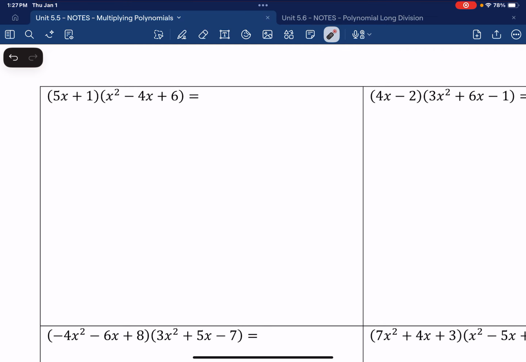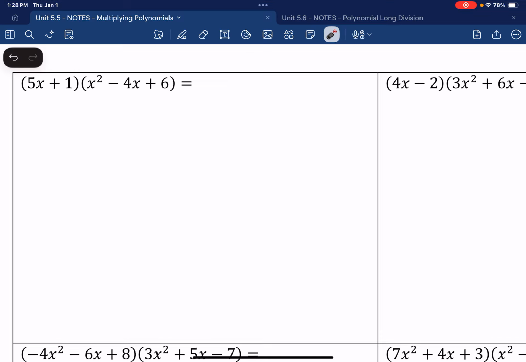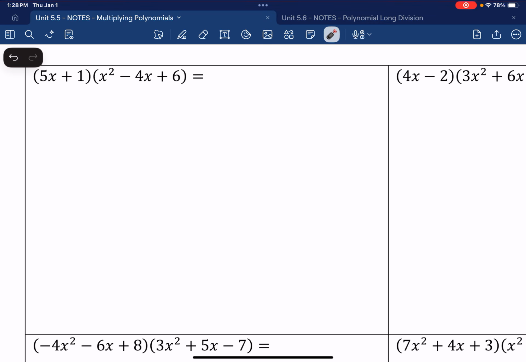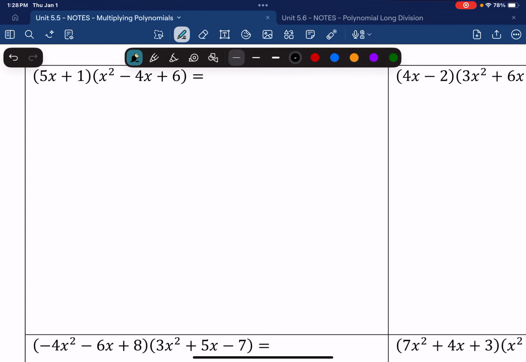Now I have a binomial, which is 2 terms, times a trinomial, which is 3 terms. Now, once you get to one of your multipliers being 3 terms, I usually like to stick to the box method because it makes everything nice and neat. Everything gets lined up. Again, it is your decision. If you want to use the distribution method the way that you always have, whatever you like is fine with me.